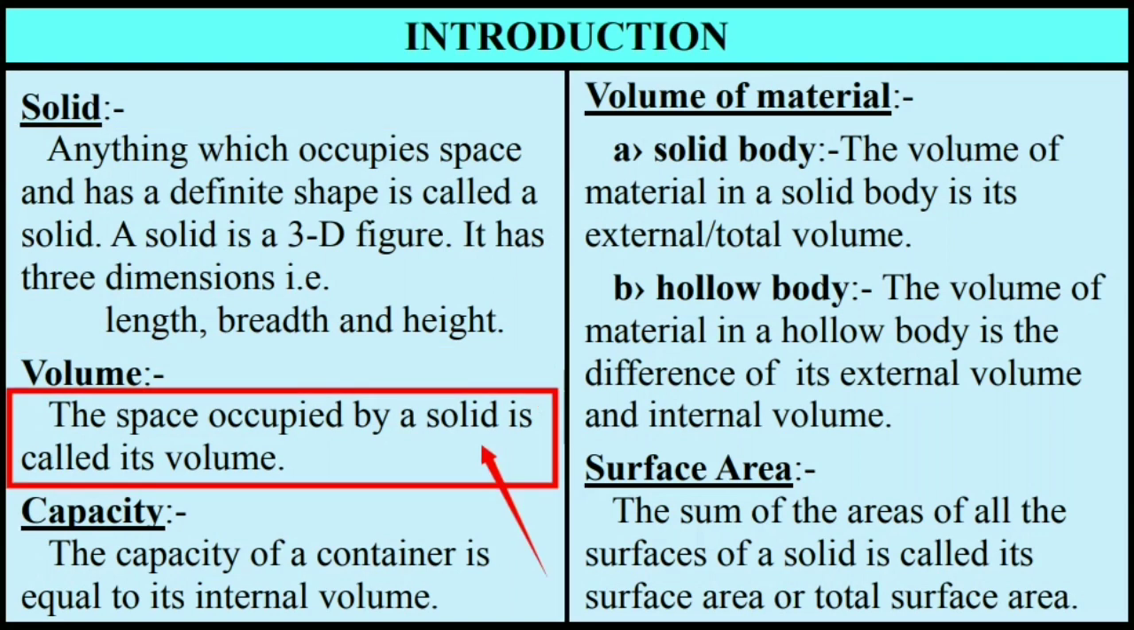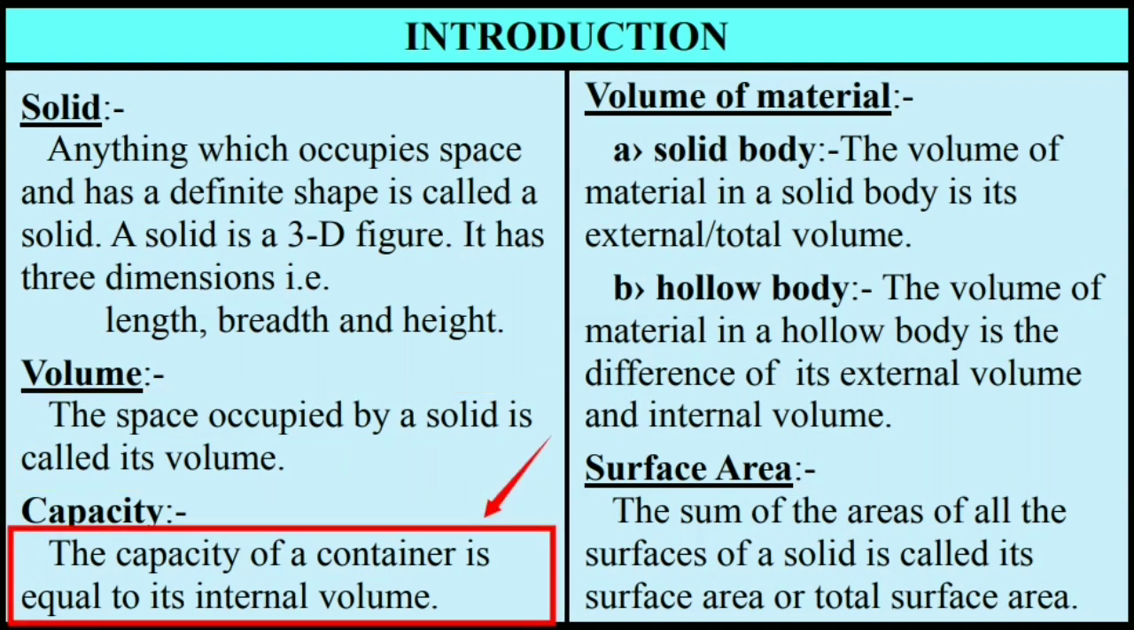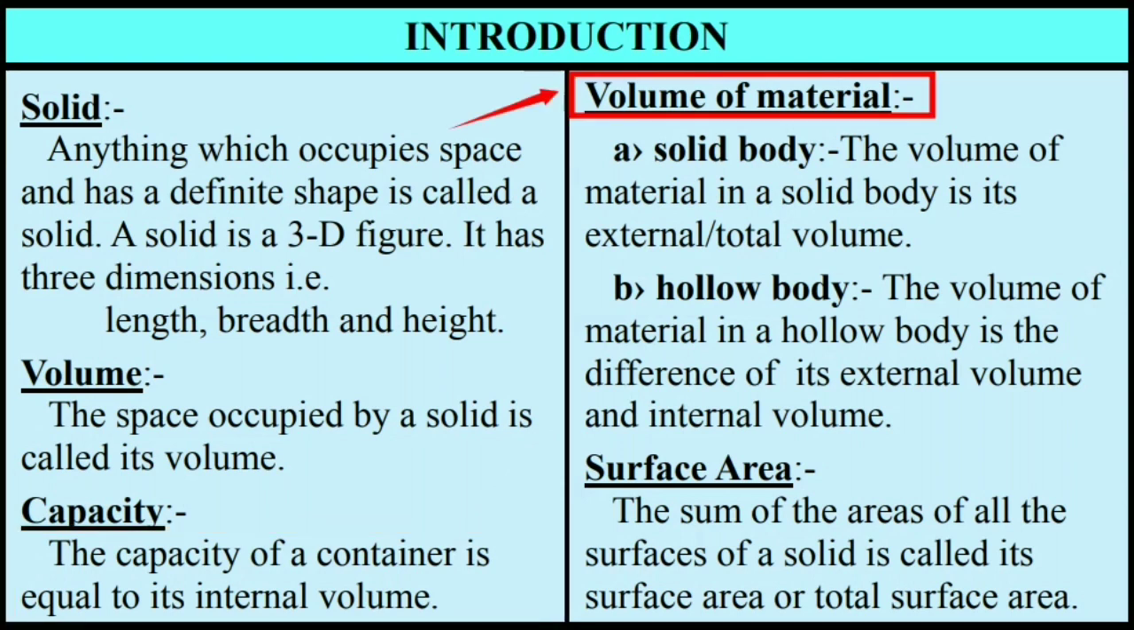The next word is volume. The definition is the space occupied by a solid is called its volume. The next word is capacity. Capacity means the internal volume of any object. Here the definition is the capacity of a container is equal to its internal volume. The next word is volume of material. This means the volume of materials used in constructing an object.